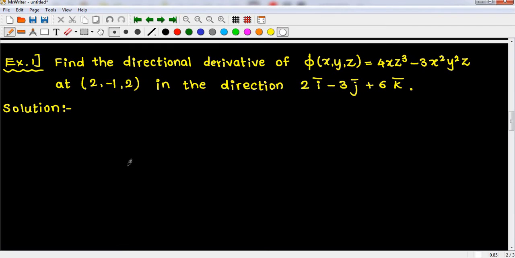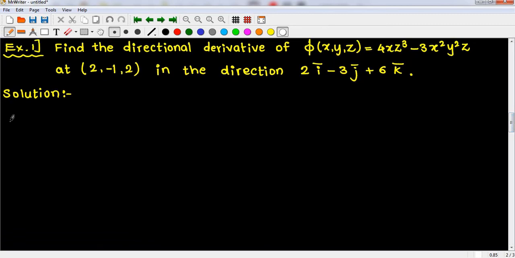Find the directional derivative of phi of xyz defined as 4xz cube minus 3x square y square z at point 2, minus 1, 2 in the direction of vector 2i bar minus 3j bar plus 6k bar. So, to find the directional derivative, we first consider the scalar function phi of xyz. It is equal to 4 times xz cube minus 3 times x square y square z.